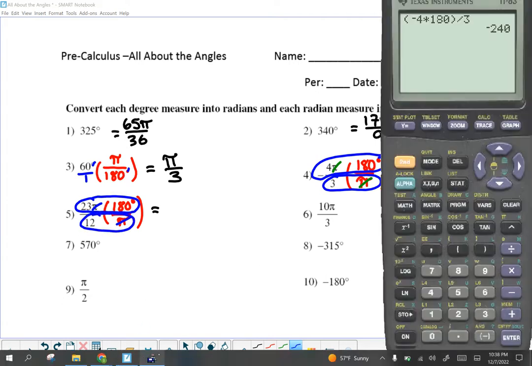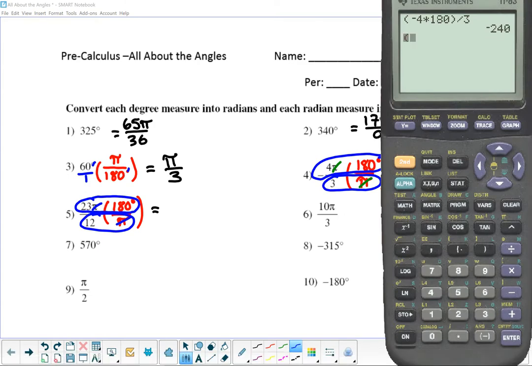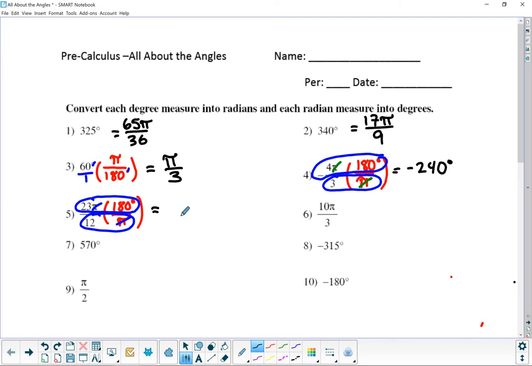So on my calculator, I'm going to put in parentheses because I want 23 times 180 to be done first. And then I want to divide that by the bottom, which is 12. And that gets me 345. And remember, the 180 is degrees, so my answer is going to be 345 degrees.